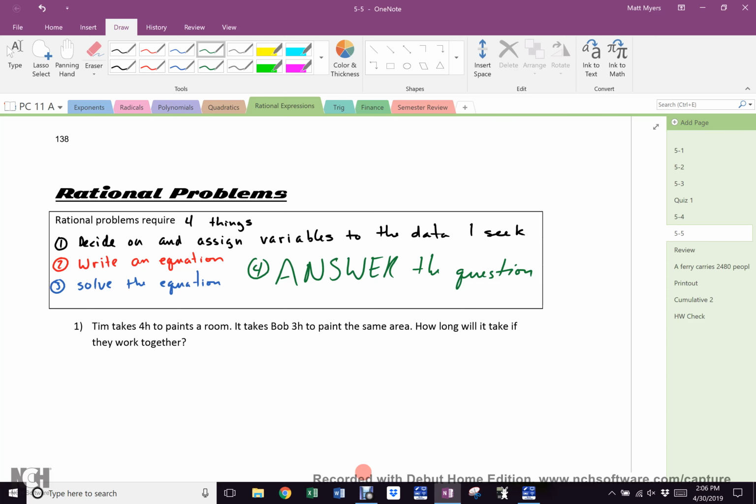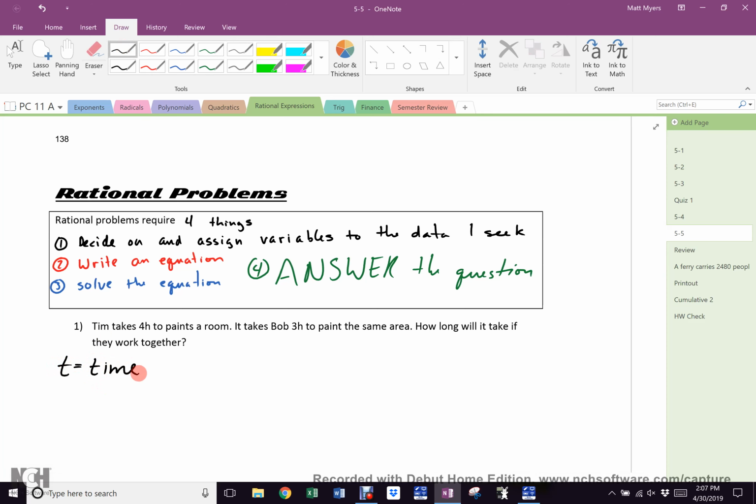So, logically, what must happen here? Step 1, decide on and assign variables. What is the only variable in this question? Time. What would be a good assignation for the... Excellent. T equals time. Oh, wait, I should be doing this color-coded. Excellently done.